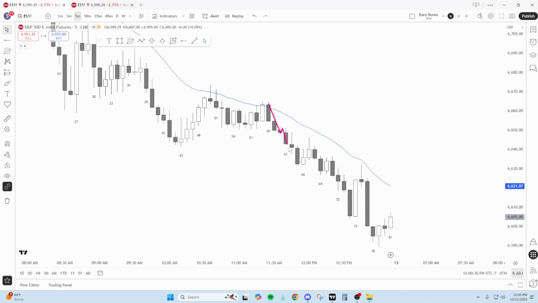Leg 1, pull back, leg 2, pull back, leg 3, real pullback, leg 1, pull back, leg 2, pull back, leg 3. See this tail on 72, pull back, leg 3. So leg 1, pull back, leg 2, pull back, leg 3. Then we have a big pullback, bar 75. I wouldn't take the trade because I'd be done trading today, but it did work.